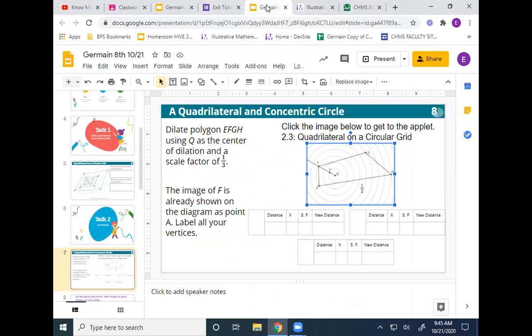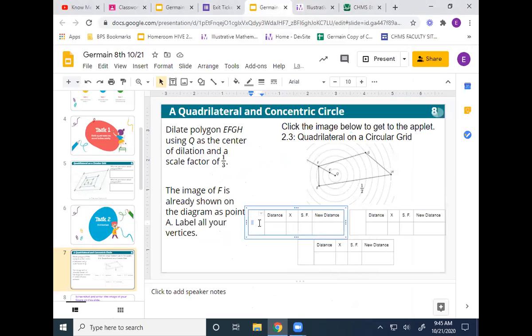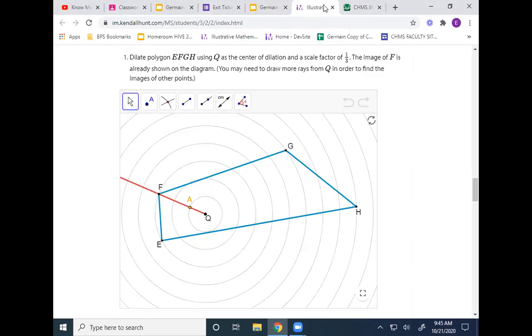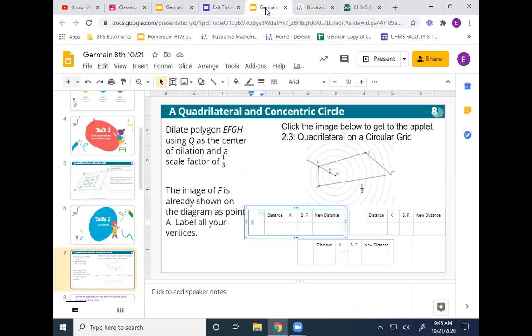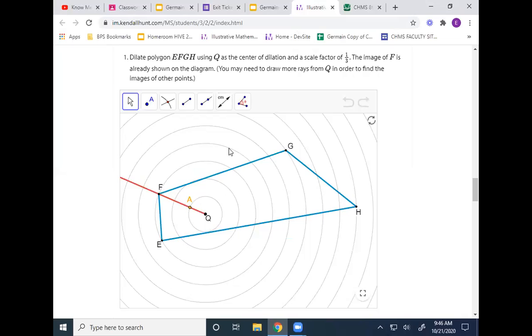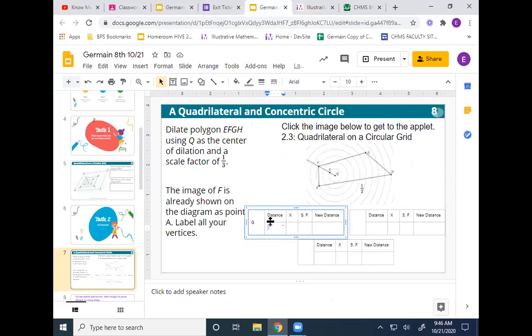So on the slideshow for today, at the bottom here, I put some dilation boxes for you. In the first box here, you're going to write the point that you're going to be dilating. So we're going to look at G first. And we're going to do the same thing we did in class. We're going to find the distance for that point from the center. So if I come back to my page here, I need to count the number of circles out G is from my center Q. And it's 1, 2, 3, 4, 5, 6. So my distance here is going to be 6.